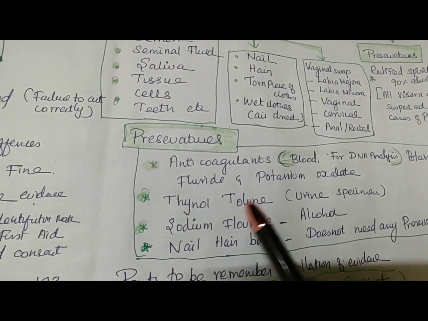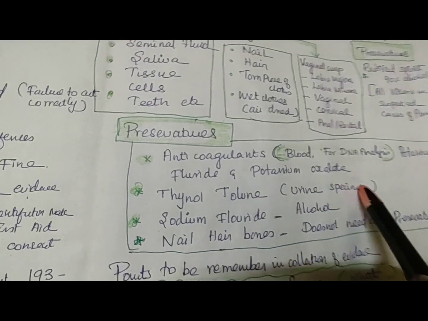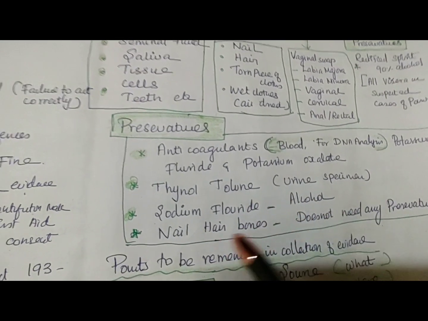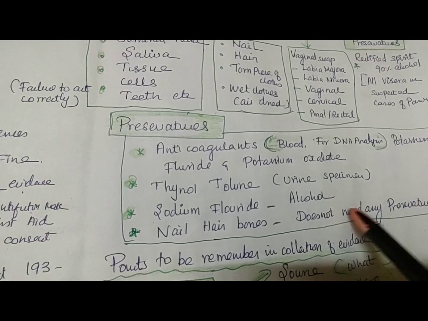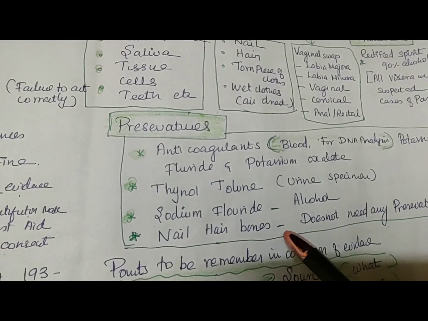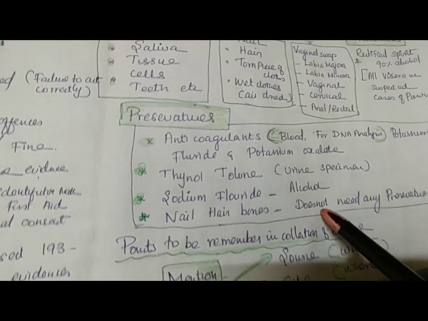Thymol and toluene are for the urine specimen. Sodium fluoride or alcohol are used for others. Nails, hair and bones don't need any preservatives, but you have to pack them in a sealed pack. Okay.